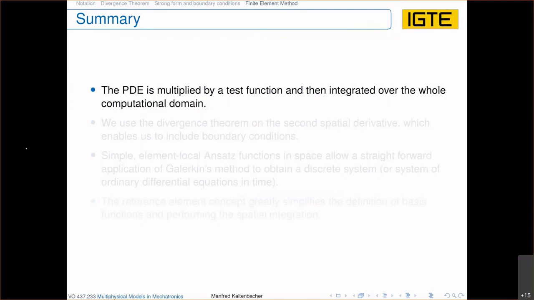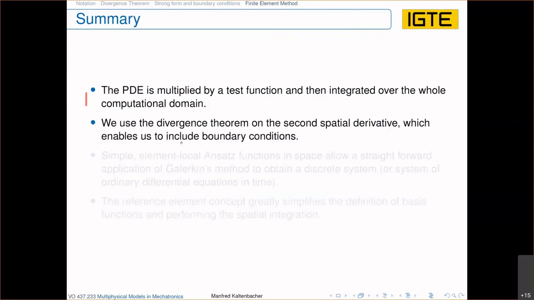In a second step, we apply the divergence theorem, and that reduces the order of the spatial derivative on the unknown quantity, as we have seen. First, it was a second space derivative in this Poisson equation, and after the application of the divergence theorem, we have just a first order spatial derivative, in addition also a first order spatial derivative on the test function.